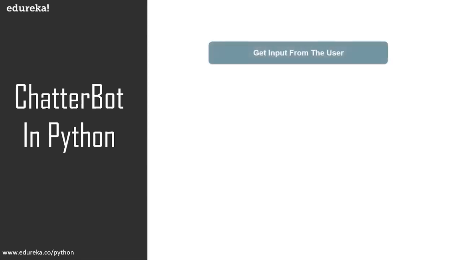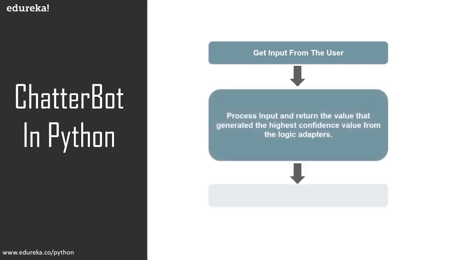So first of all, it will get the input from the user, and then it will process the input and return the value that is generated with the highest confidence. That is actually the matching of the statement. The most relevant statement is going to be processed, and then you will get the response from the input. So this is how Chatbot in Python actually works, guys. So I'll show you how you can install Chatbot as well.